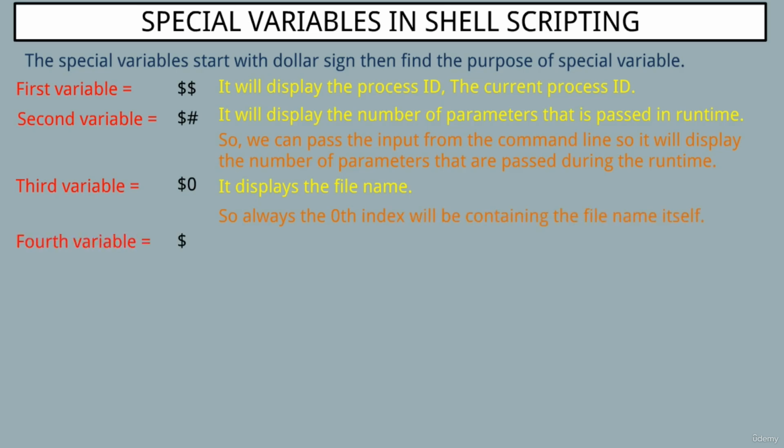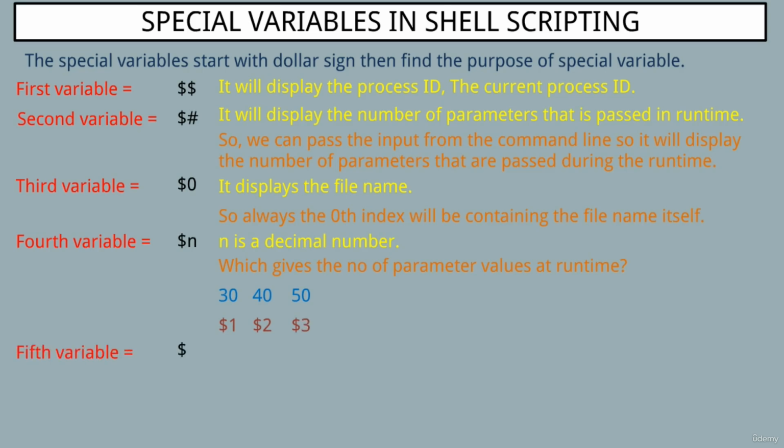The next is the $n. So n is a decimal number, which gives the parameter values at runtime. So let me explain this one. If you give the parameters like 30, 40, 50, so $1 will be having 30, $2 will be having 40, and $3 will be having 50.